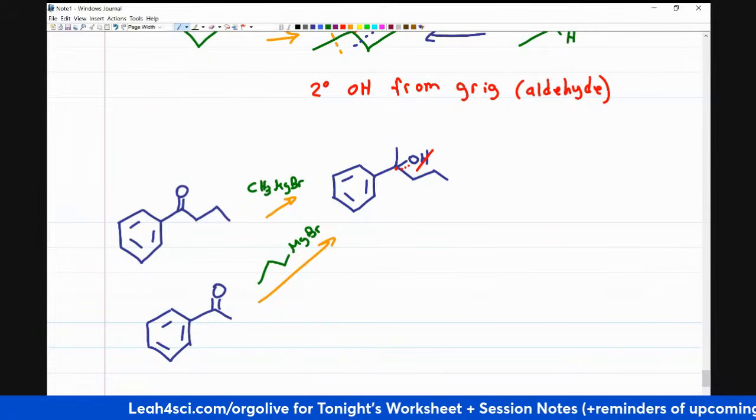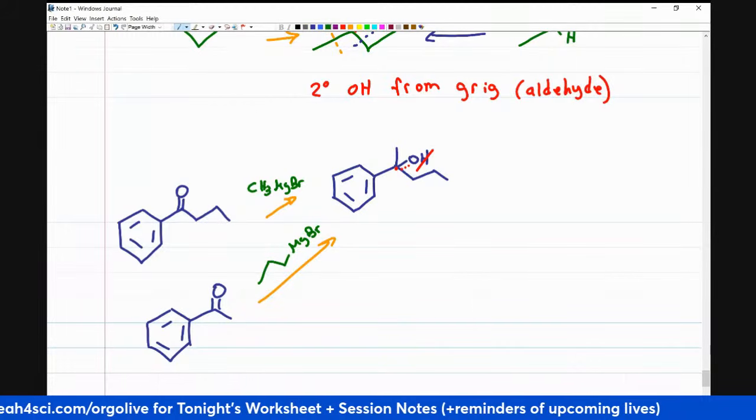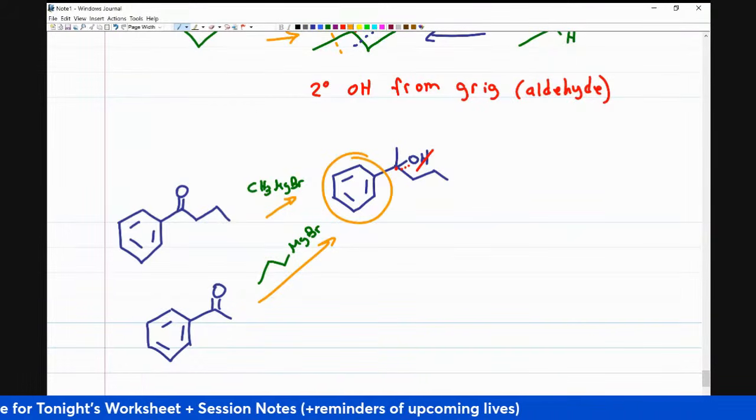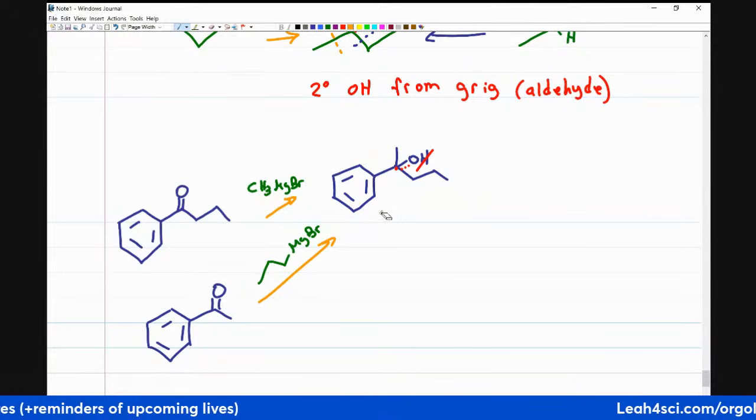Wait, there's one more option. I could have also had this. Actually, there's more than one more. There are a lot of options. That could have been my Grignard. Oh my goodness. Okay, so let me show you, since I, by mistake, opened this rabbit hole.